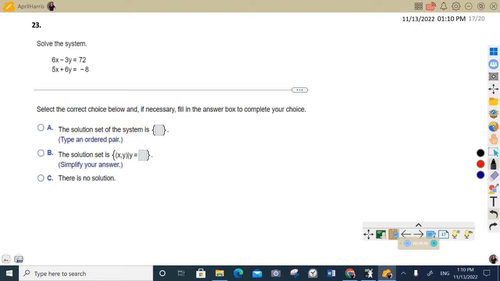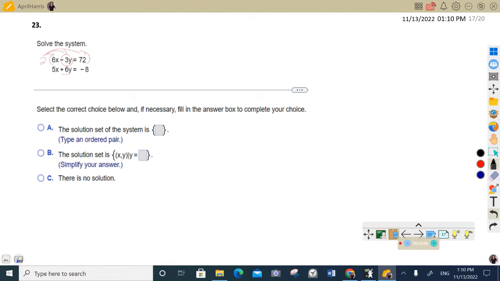Okay, 23 is a system of equations. I notice that they're both in standard form. So what I want to do is add vertically and make either x or y disappear. I notice this is a positive 6y and this is a negative 3y. If I could make this negative 6y appear, then my y's would cancel. So I'm going to multiply the entire first equation by 2.